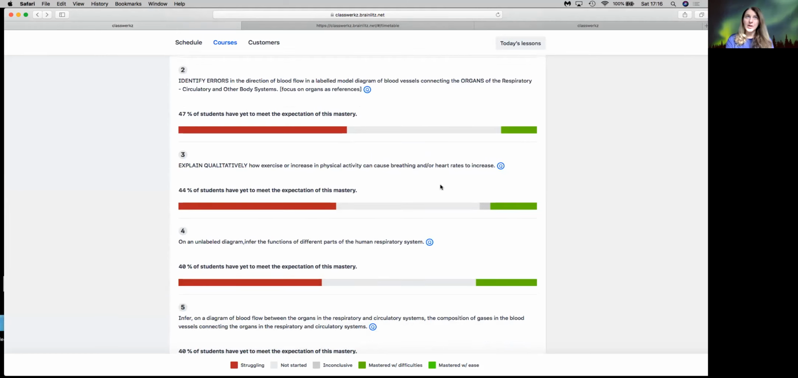So looking at the third one, that's 44% of students who have yet to master the expectation of the mastery. So let's have a look at the question here.